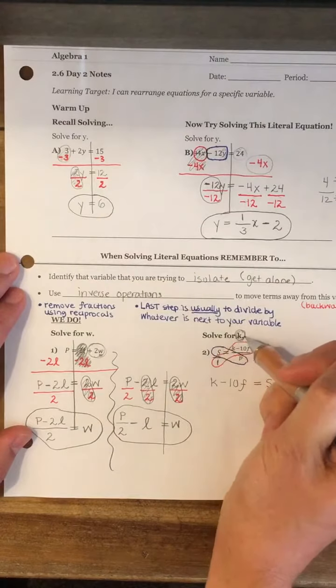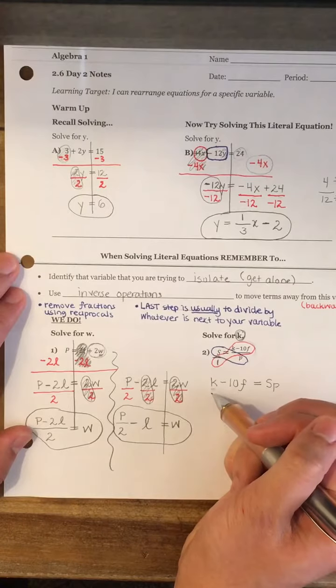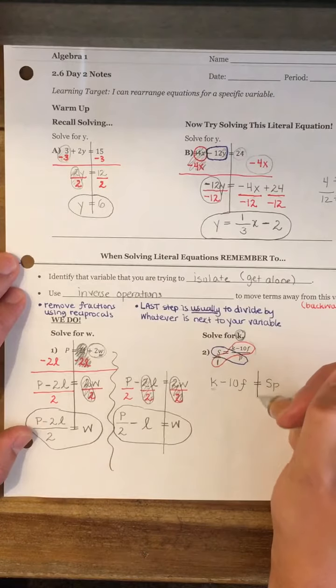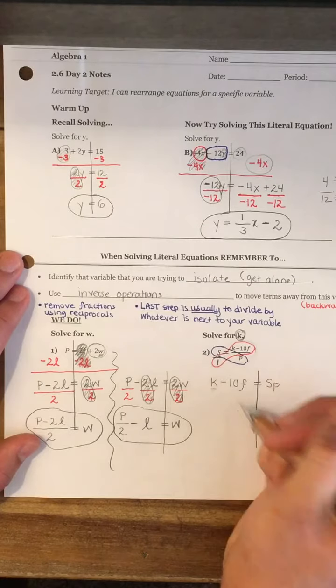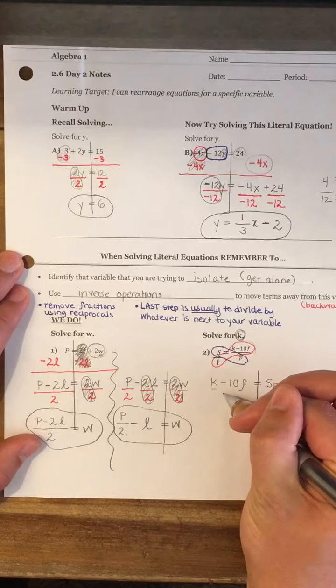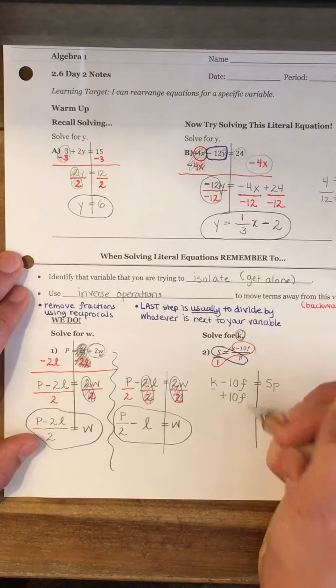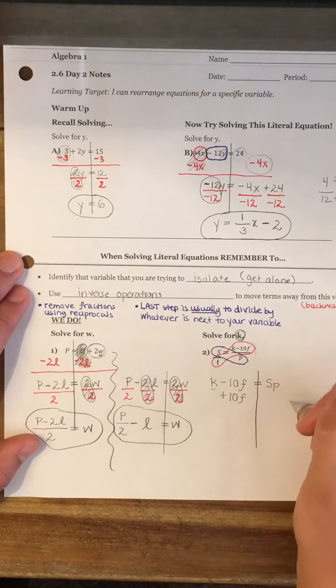Again, I'm trying to solve for K. K is now on the left-hand side of my equation, and what's along with K that I need to get rid of? Well, this minus 10F stuff. So I need to get rid of that minus 10F. Well, how do I do that? I use inverse operations. This 10F is being subtracted away, so I need to do the inverse of that. I need to add exactly what this term is, 10F, to the left-hand side. If I add 10F to the left-hand side, I also have to add 10F to the right-hand side.